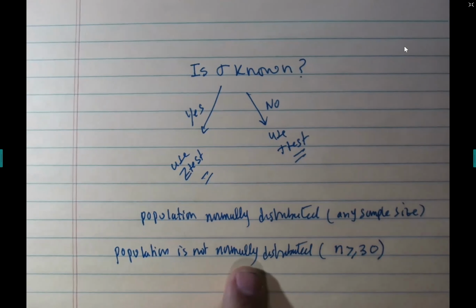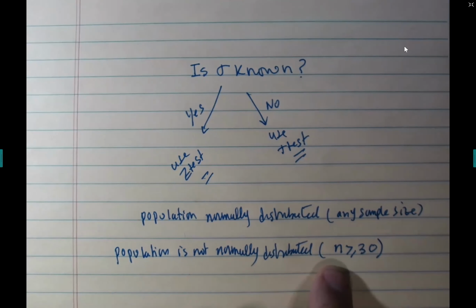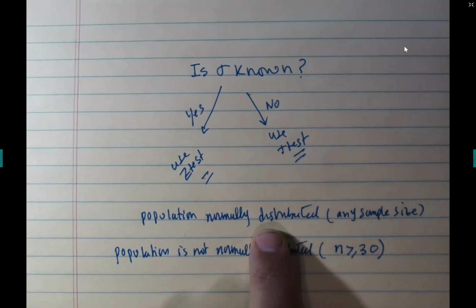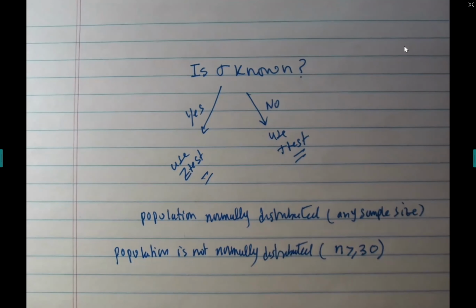So if he gives you a population that is not normally distributed, and he gives you N to be, let's say, 20, he will not be asking you to perform a hypothesis test. He will be asking you probably, can we perform the hypothesis test? The answer is no, because N has to be 30 or more. But if the population, guys, is normally distributed, it doesn't matter what the sample size is. It could be any sample size.